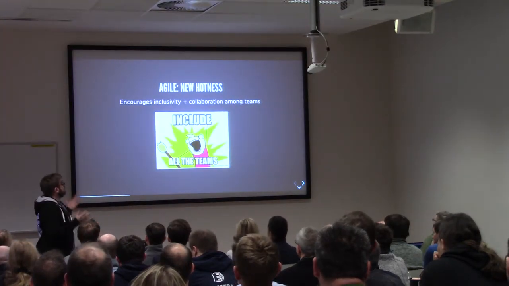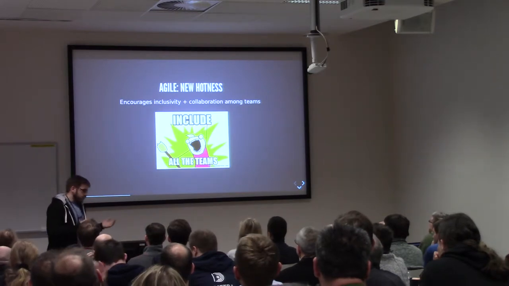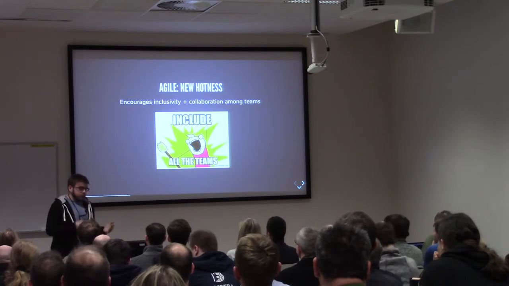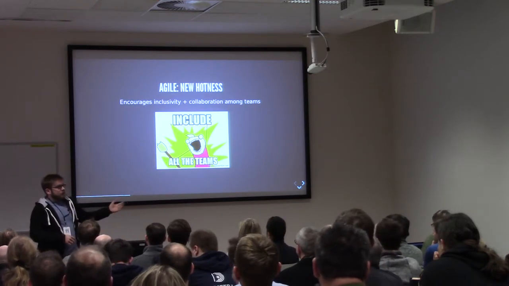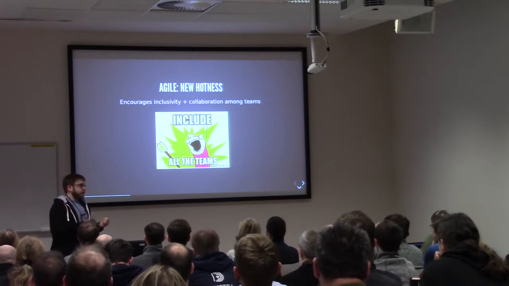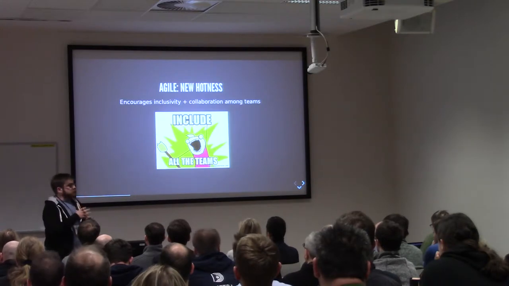So this is where Agile comes in. By default, it encourages inclusivity and collaboration on your team. So I'm part of an Agile team at Red Hat. I'm QE, my teammates are development. We have support people coming in to help out, documentation people coming in to help out. Even marketing comes in occasionally to talk to us, so we already have this inclusive, collaborative model to work from.